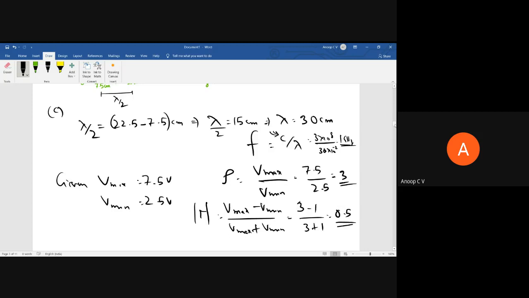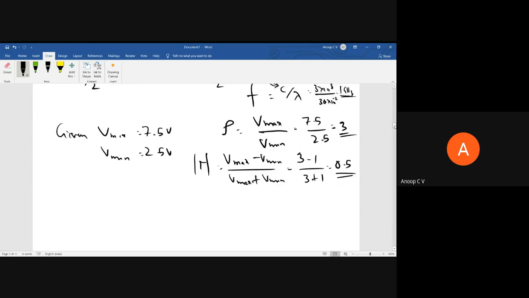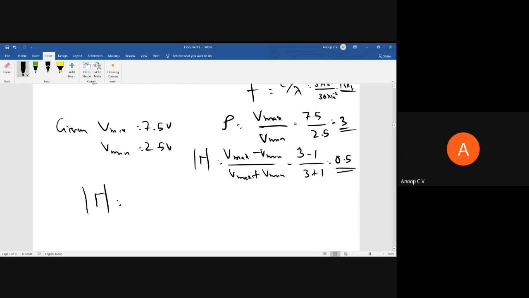Or else you can even find out the mode of gamma as rho minus 1 divided by rho plus 1. That also will be 3 minus 1 divided by 3 plus 1. Vmax is 7.5 and Vmin is 2.5, so 7.5 minus 2.5 divided by 7.5 plus 2.5. So it is 5 by 10, that is 0.5.